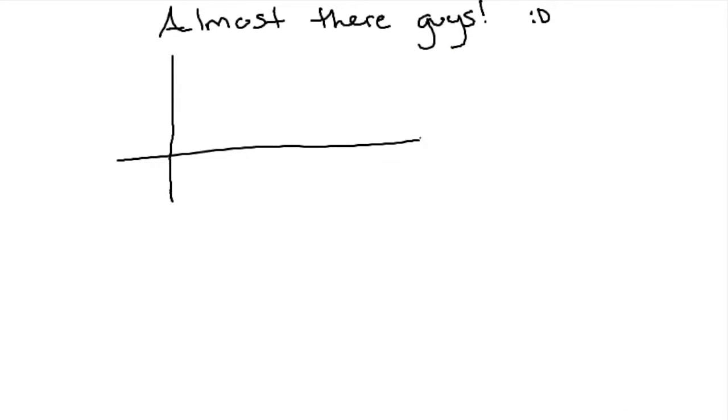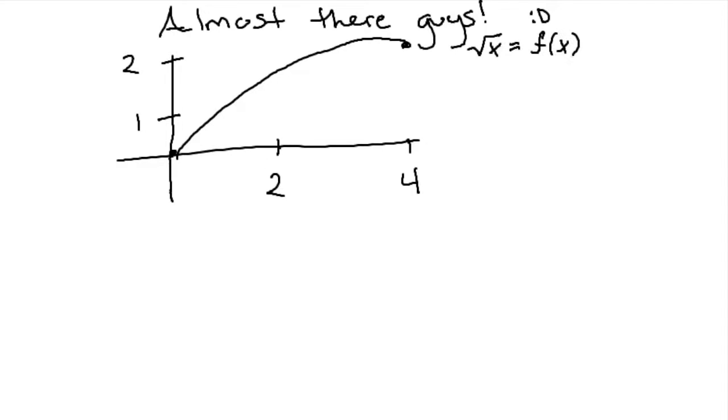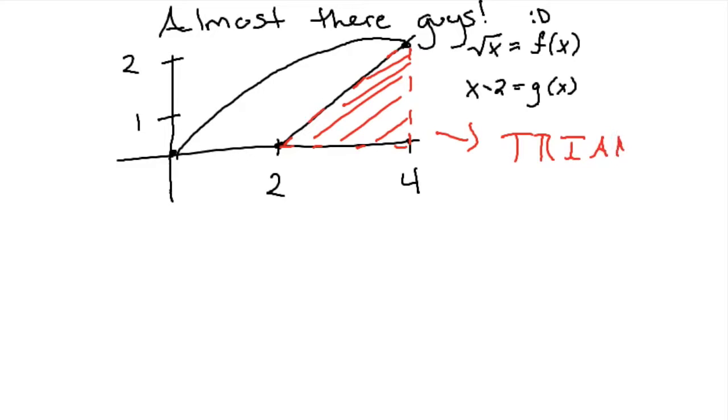Alright, so when using geometry, we're going to first graph the functions. We're going to use f of x, which is the square root of x, and we're going to use g of x, which is x minus 2. But let's see. When we form the graph, what do we form? Rectangles! No, Patrick. That's a triangle.